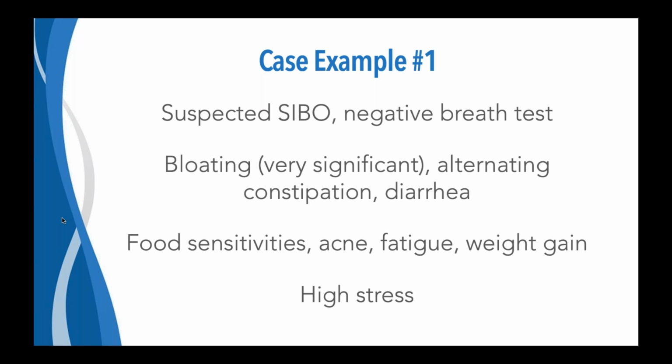So I want to dive into a number of cases here to start off with. We'll cover 4 cases in this webinar, and work in some of the evidence in these different scenarios in terms of the research that's out there that helps us better understand what may be going on in these cases. This first case is a patient that was suspected of having SIBO based on symptoms. The clinician ran a breath test and the patient was negative. After the breath test, the patient was still experiencing lots of bloating, in this case quite significant, along with alternating constipation and diarrhea, so IBS-like symptoms.